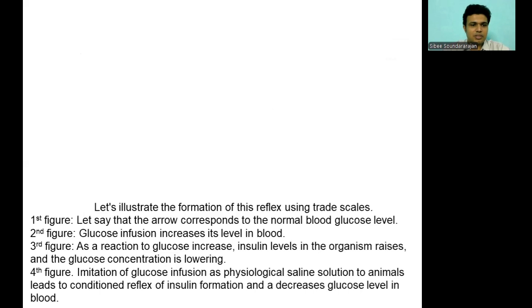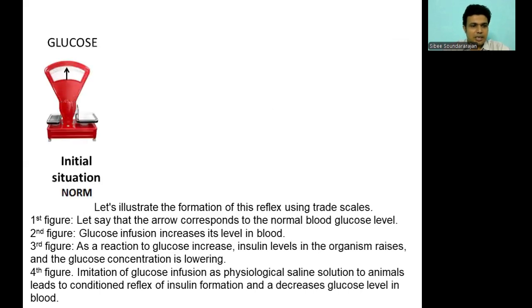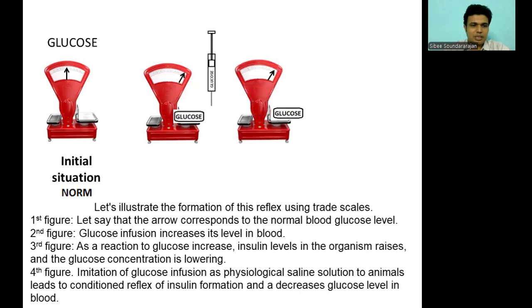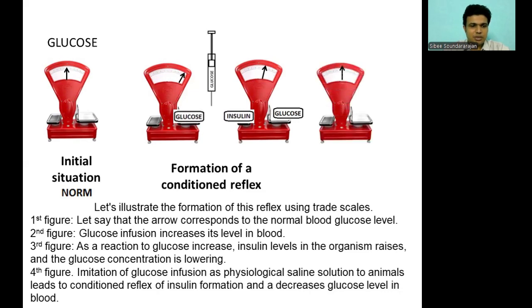Let's illustrate the formation of this reflex using scales. Let's say that the arrow corresponds to the normal blood glucose level. Glucose infusion increases its level in blood. As a reaction to the glucose increase, the insulin level in the organism rises and the glucose concentration is lowered. Repeated glucose infusion leads to a conditioned reflex of insulin release and a decrease in the glucose level in blood.